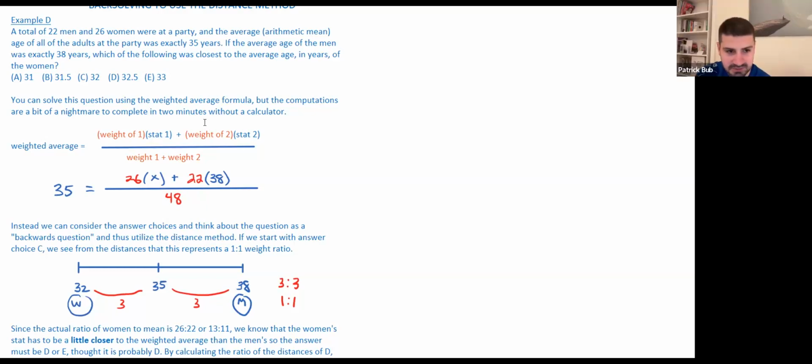Because it's a 50-50 split, so it's straight in the middle of all the answer choices. Right. It's in the middle of the answer choices, but the 32 would also be what the women's stat would be if the weighting were 1-to-1, right? That's what you meant by the 50-50. Exactly. So if there were an equal number of men and women, the 32 would be our guy, because 32 is 3 away from 35, as 38 is 3 away from 35.